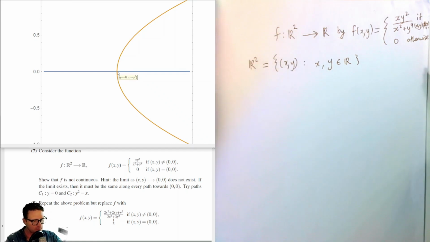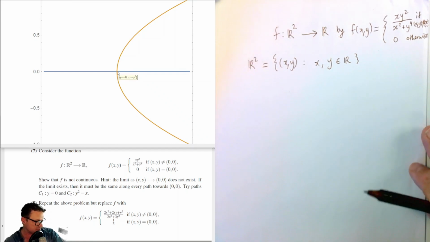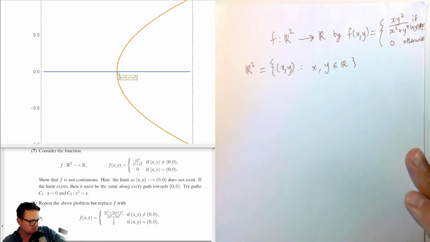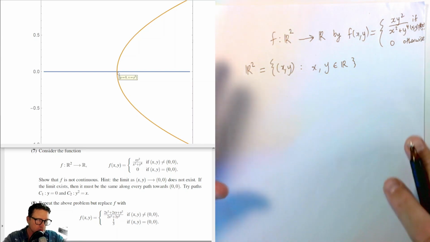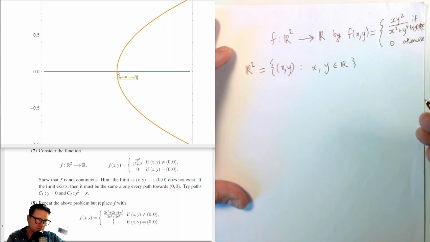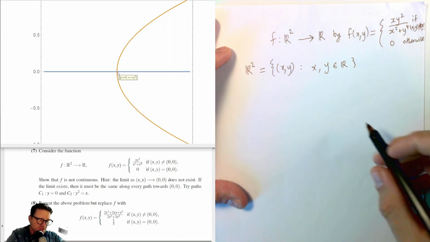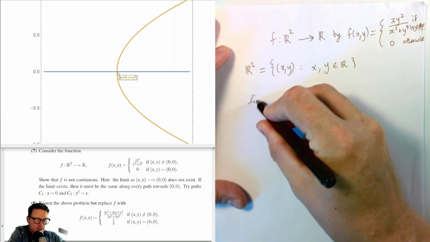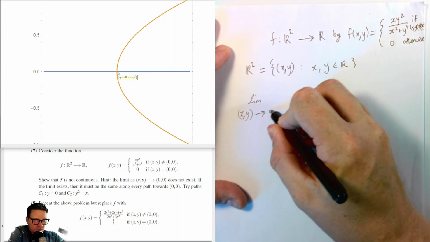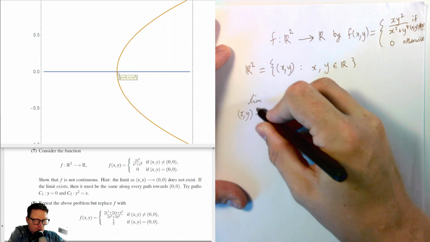All right, so now, and I know that most of you would have done this in the tutorial, but for the sake of it, I'm going to do it again because that tutorial's already happened. So you might get something out of this. Okay, so how do we show this on paper? Well, what I want to do is take the limit as the point x comma y goes to 0, 0 along the first path C1.